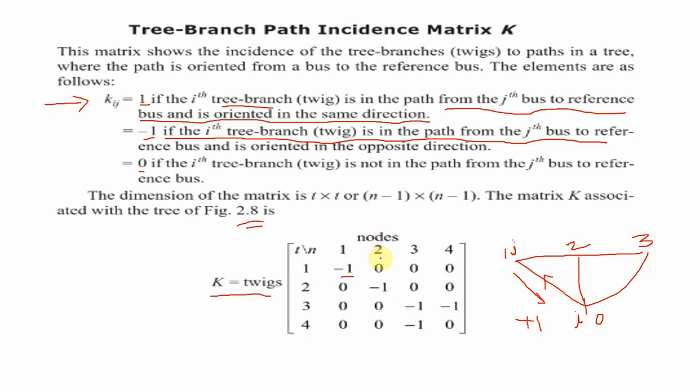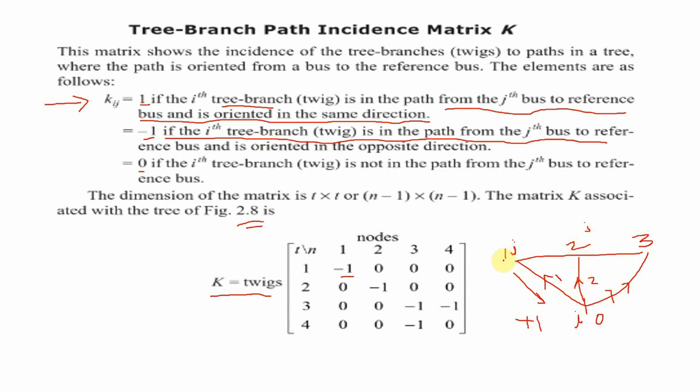Now similarly for branch number 2, this is 1, this is 2, this is 3, and their directions are given in the diagram. So this is minus 1. Now next is node number 2. Here also you observe that this is your jth and this is your ith. This direction is opposite to that of the reference.